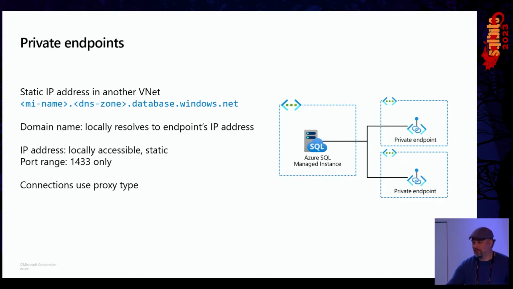Then the yesterday announced private endpoints, you'll get a static IP address in another VNet from which you can connect. It means that you can connect from any application running in any other VNet in a very secure fashion without exposing anything publicly. That's why it's called a private endpoint. So the IP address is locally accessible, it's static, the port range will be 1433 only. And you will need to use the proxy type as the connection.